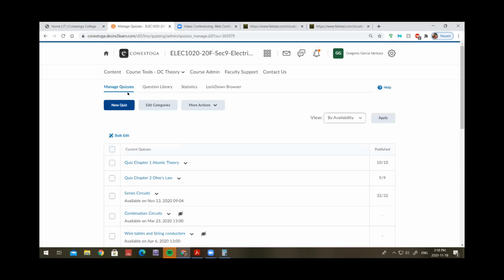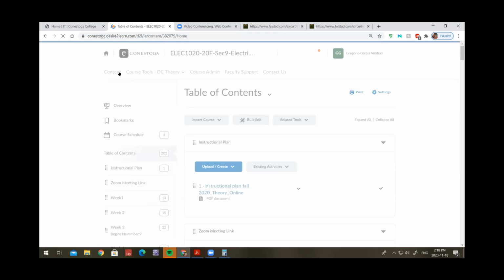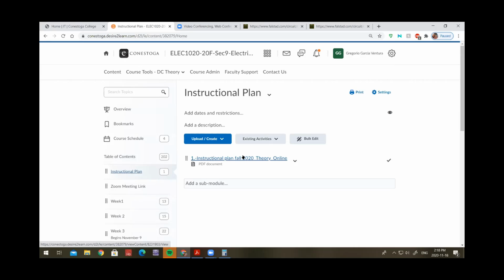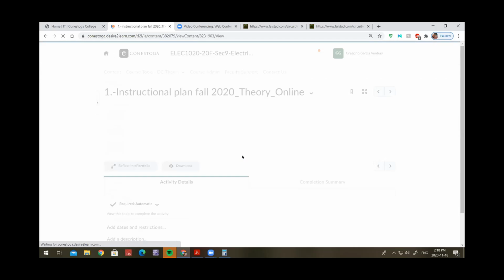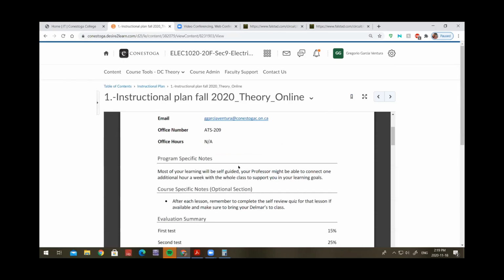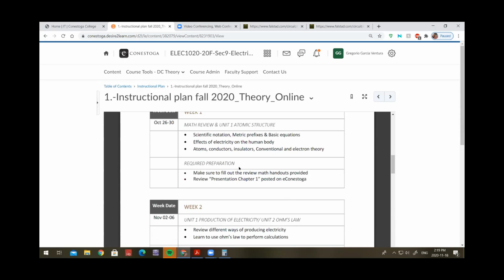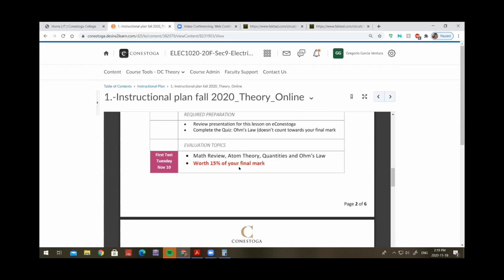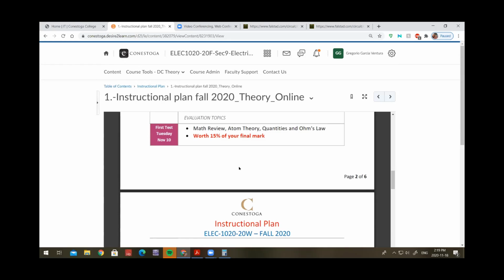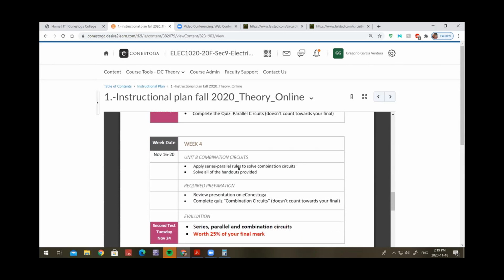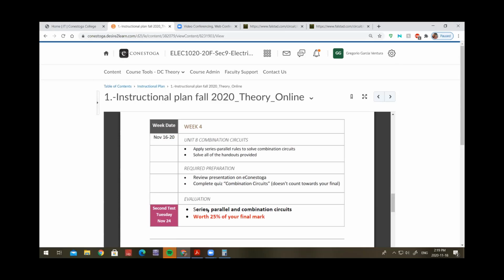I just want to remind you, if you ever have any questions on when you're supposed to have a test, when you go into the content, there's something called the instructional plan. Click on it, and you are going to be able to see what you are going to be learning week by week. Everything is there: how much each test is worth, and what you are supposed to be learning in each individual week.